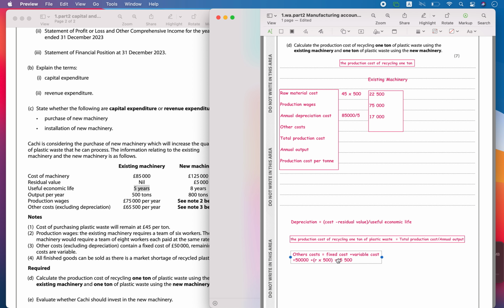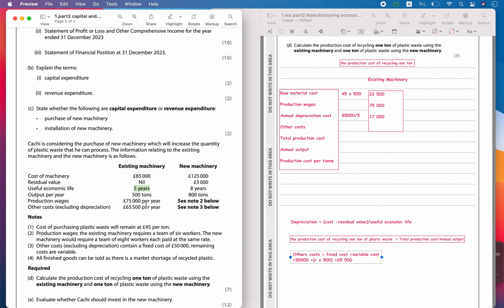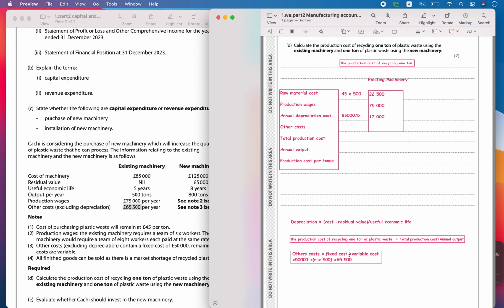Okay, so you can include both fixed and variable costs. The other costs, excluding depreciation, are going to be 65,500, so you need not calculate, but I'm just explaining what this means. This is what the fixed cost plus variable cost component says. So the other costs are going to be 65,500, because I need the total anyway.